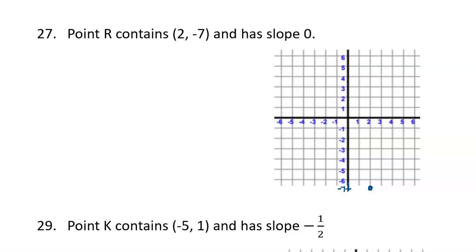Now, what kind of line has a slope of 0? That's a special case. That's a horizontal line. So take your ruler, lay it perfectly horizontal on your paper, and draw straight across going through that dot.